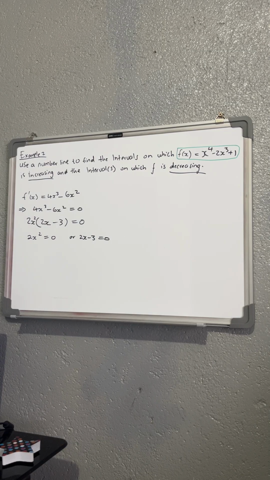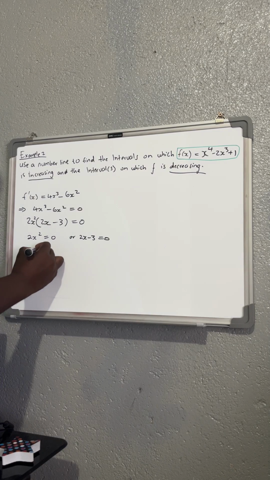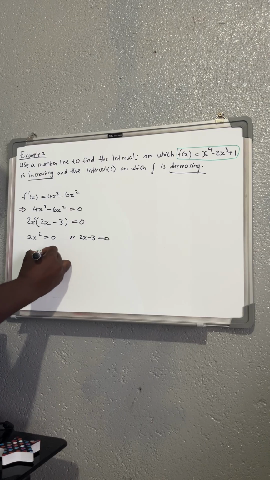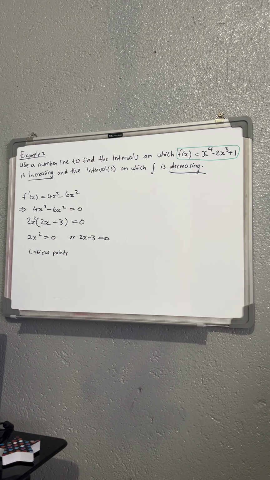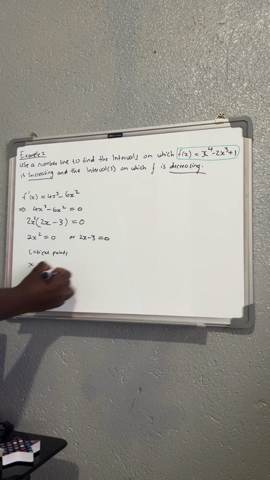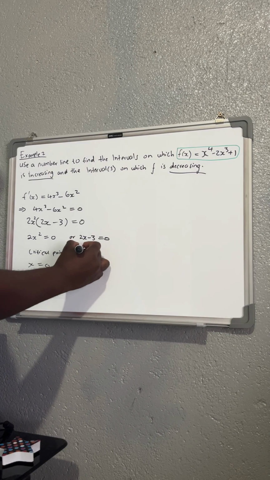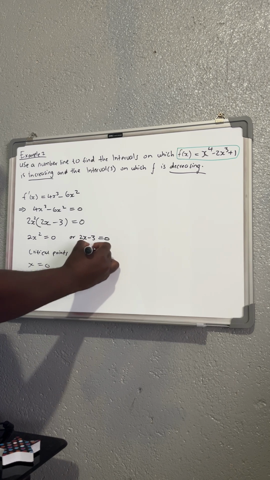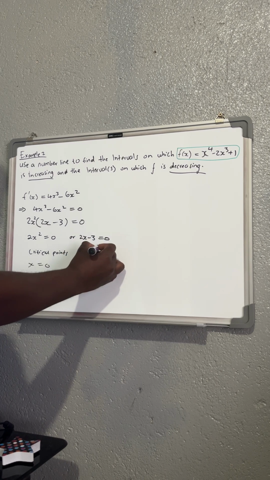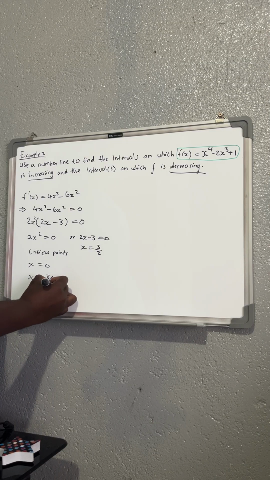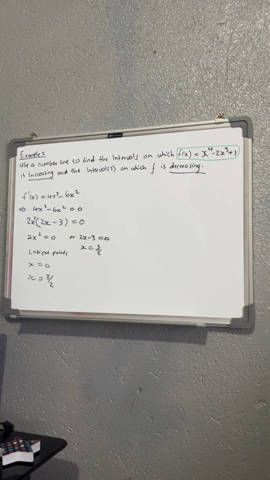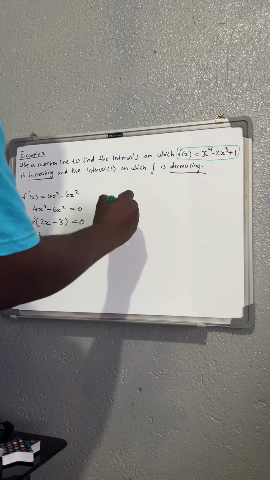Then what will be our critical points? I'm just going to write them here: we have x as 0. Then this one, we're going to solve it, and you'll have x equal to 3 over 2. Then we also have x equal to 3 over 2. Then now we go to our number line.